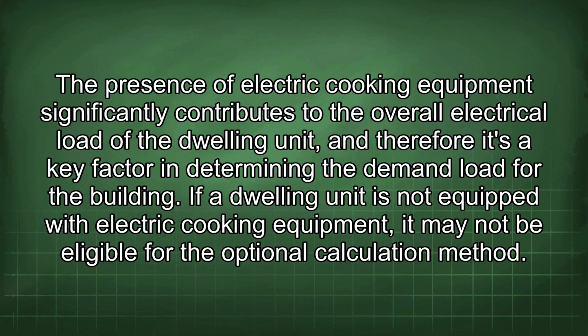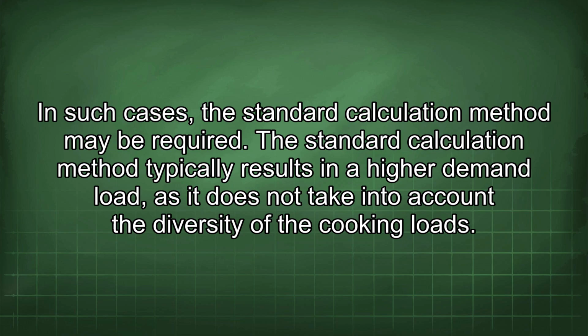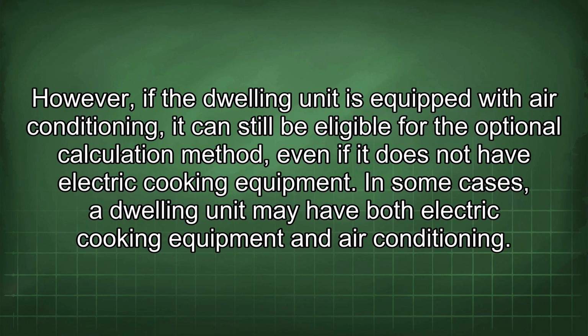If a dwelling unit is not equipped with electric cooking equipment, it may not be eligible for the optional calculation method. In such cases, the standard calculation method may be required. The standard calculation method typically results in a higher demand load, as it does not take into account the diversity of the cooking loads. However, if the dwelling unit is equipped with air conditioning, it can still be eligible for the optional calculation method, even if it does not have electric cooking equipment.